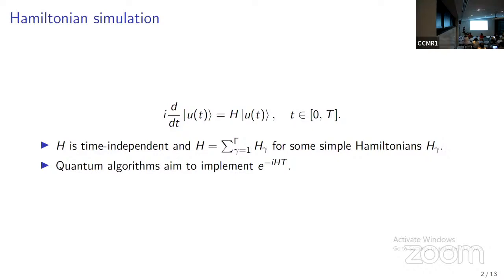So this is the setup of the time independent Hamiltonian simulation problem. I think many of you are quite familiar with this. The Hamiltonian simulation problem is probably one of the most promising applications of quantum computers. So there are already many existing powerful and efficient quantum algorithms for it.